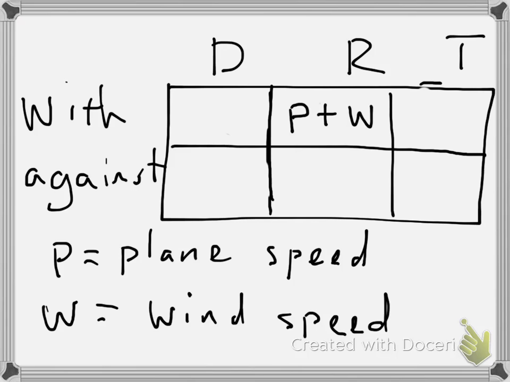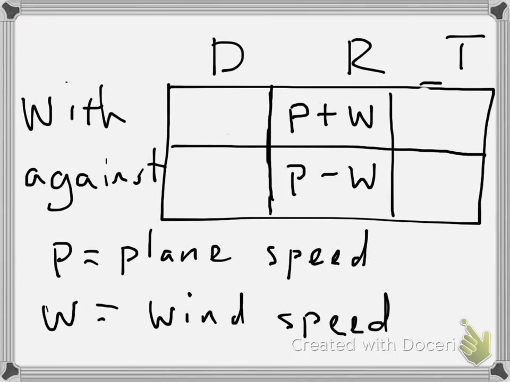Against the wind, on the other hand, the wind is going to be fighting against the plane. The wind will be slowing the plane down, and so we need to subtract some speed off to take that into account. So similarly, if we're going against the wind, then I'm going to think of the rate as P minus W.